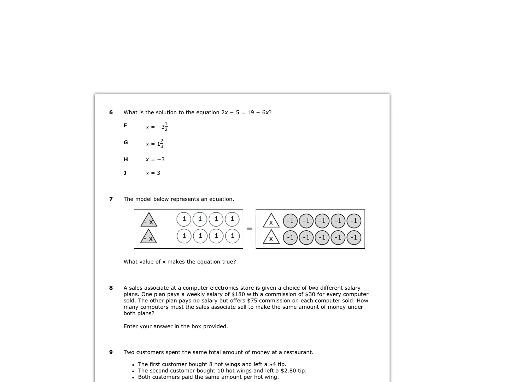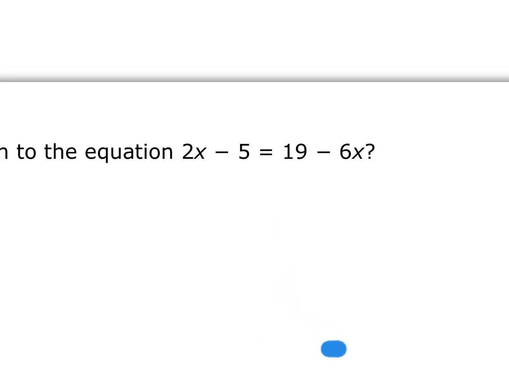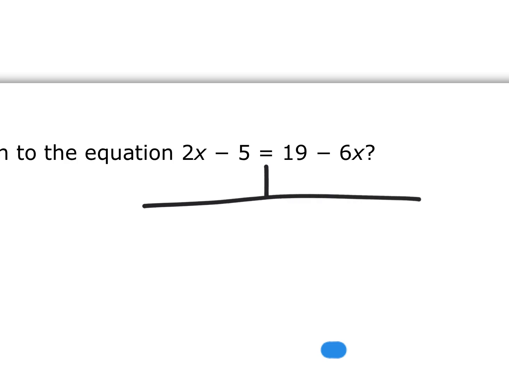Okay, number 6. What is the solution to the equation 2x minus 5 equals 16x? And so we have the same thing. We can just draw our little chart, put an equal sign. Let's put the constants on the left again and the variables on the right. So I need to take away 19 from the right side and take away 19 from the left side, and I get negative 24.